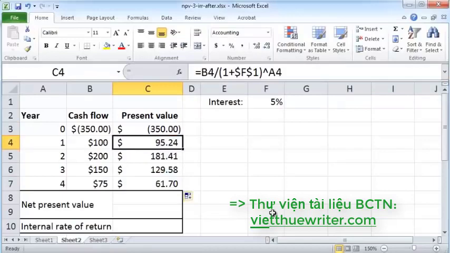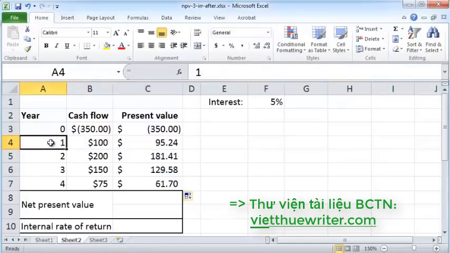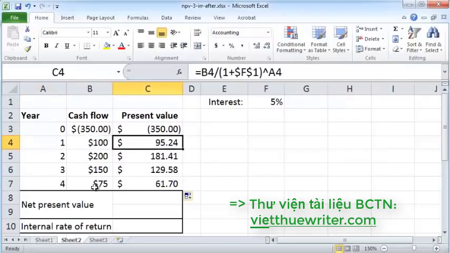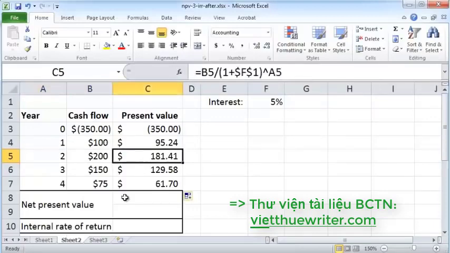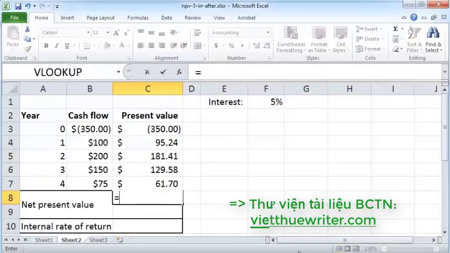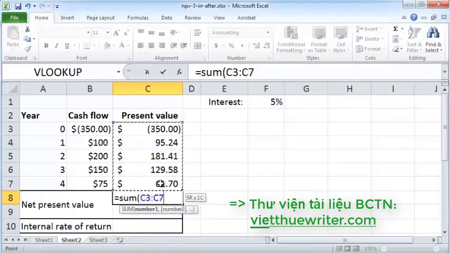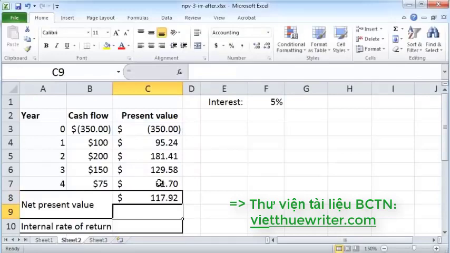So now you have the present value of $100 one year from now is $95.24. The present value of $200 that you will get 2 years from now is worth $181.41 today, and so on for these two. And the net present value is nothing but the sum of all these cash flows, the negative one in the beginning and the positive ones later on, and that is $117.92.